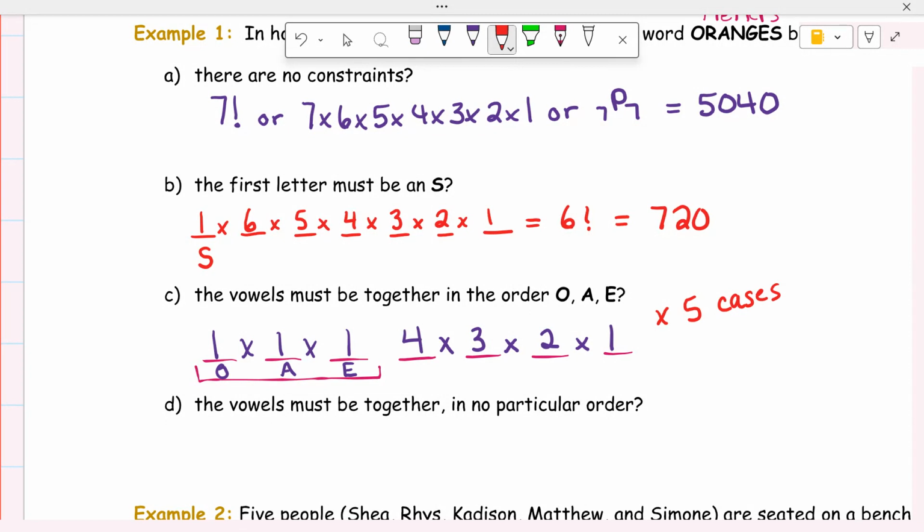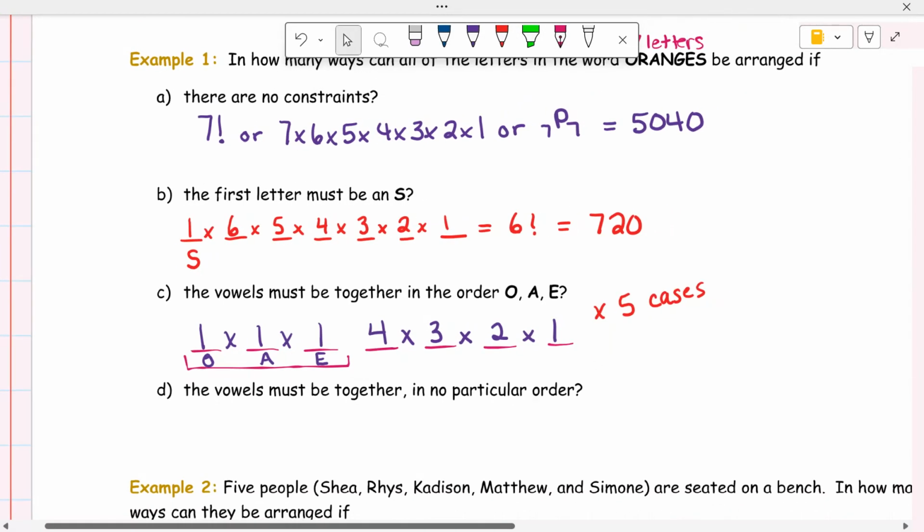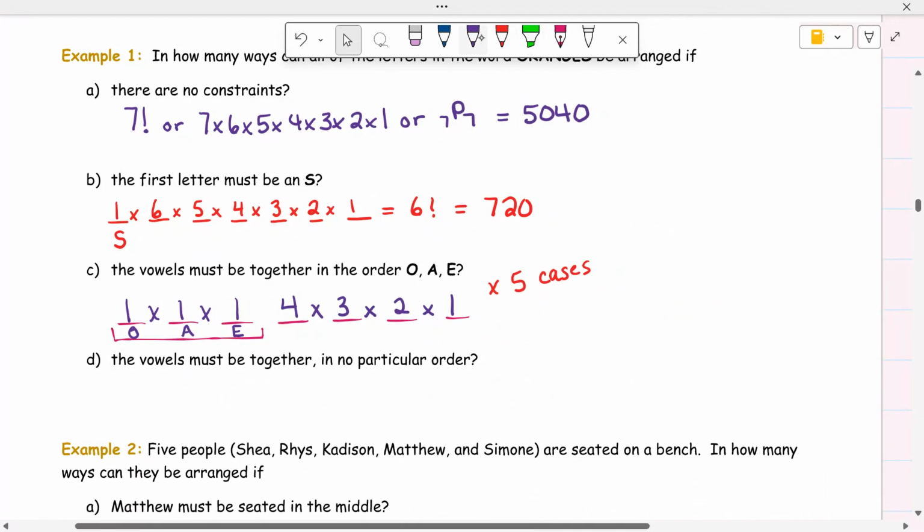What would you guys prefer? Cases or positions? Cases, sure. So there is 5 cases that can happen, right? Because they can move 5 different places. All right, so would you guys freak out if I did this? So this is the same as 5 factorial?